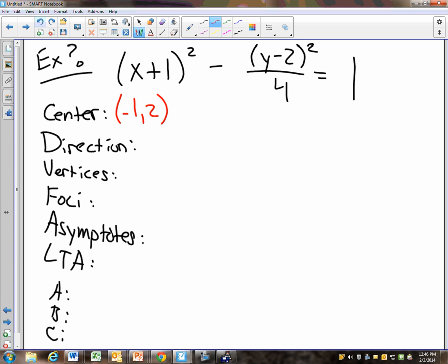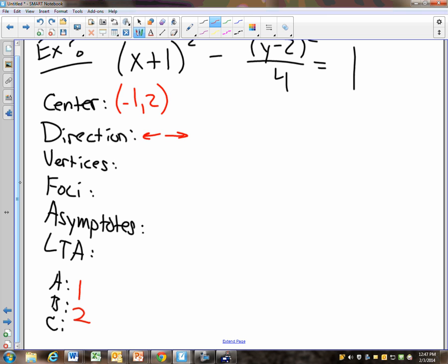Okay, direction, up, down, right, left. Why? Because x is positive, this is going to be a horizontal hyperbola. Also, just by looking at the equation, we can identify what a, b, and c are. What is a? 1, because you have (x + 1) squared over 1. Square root of 1 is 1. What is b? 2. And your c value, take 1 plus 4 is 5, square root of 5. All right, let's start to sketch this graph.